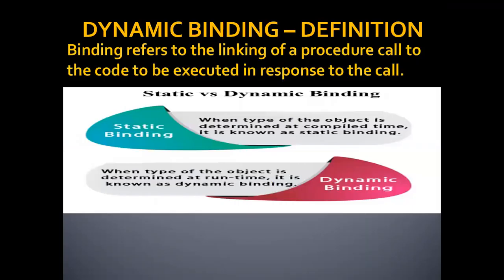The next one is dynamic binding. So, what is binding? Binding refers to the linking of a procedure call to the code to be executed in response to the call. We have 2 different types of binding: static binding and dynamic binding. What is static binding? When the type of the object is determined at compile time, it is known as static binding. The other one: when the type of the object is determined at runtime, it is known as dynamic binding.